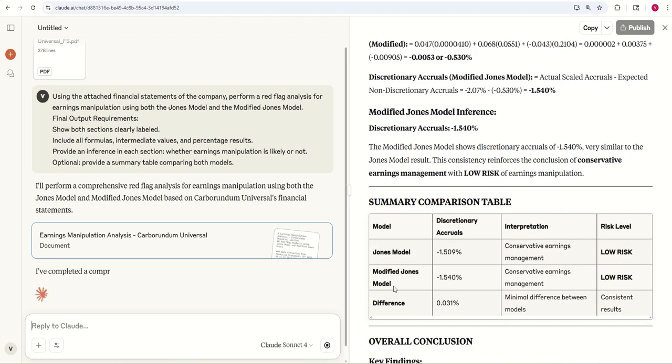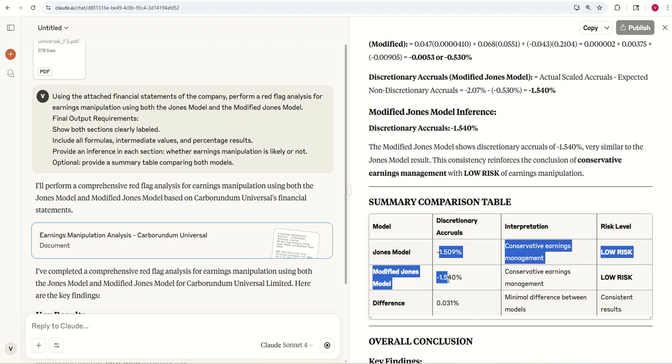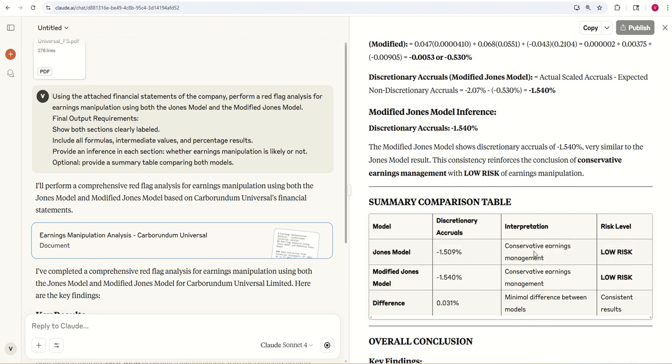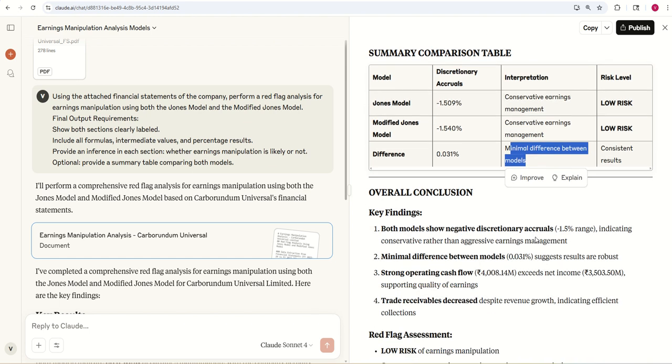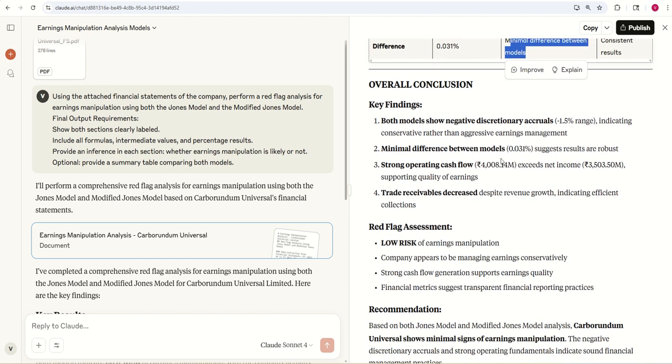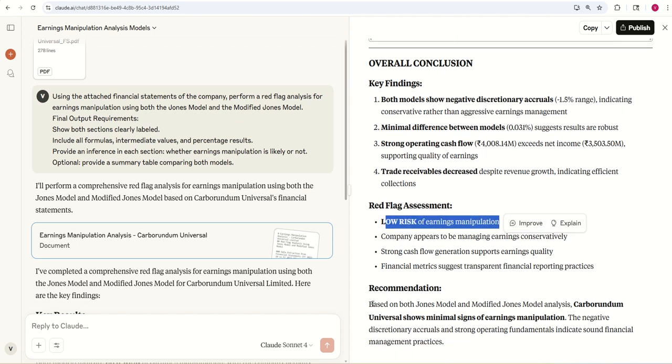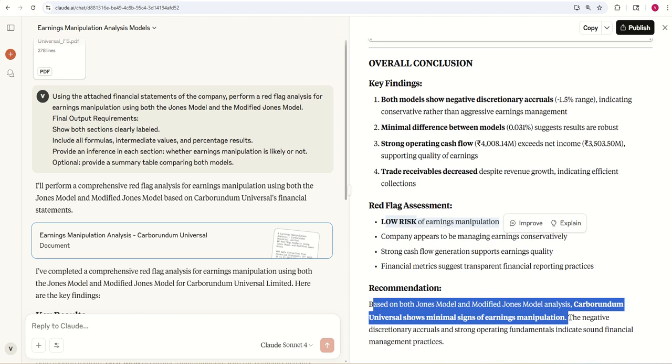So Jones model, modified Jones model, both are there. Both of them gave a similar result. The risk level of such investment is low. Here it is low. Interpretation, conservative earnings management, and there is a minimal difference between both the models. That is the beauty of it. Key findings, red flags, so low risk of earnings manipulation. And based on both analyses, it says that Carborundum Universal shows minimum signs of earnings manipulation.